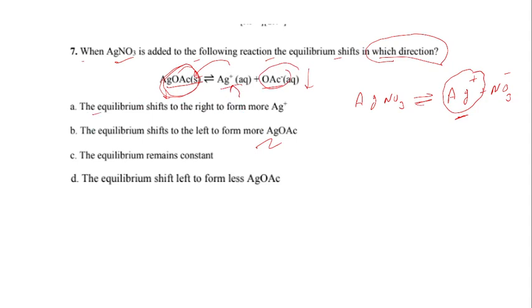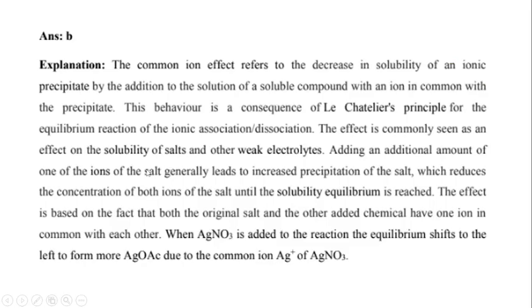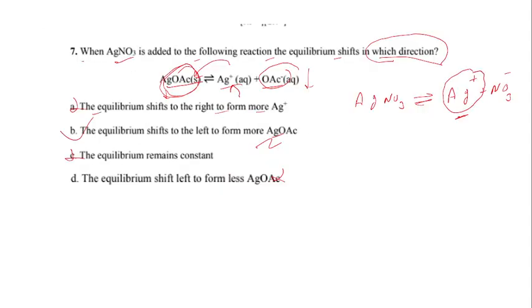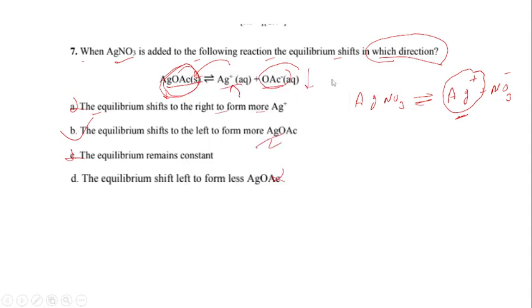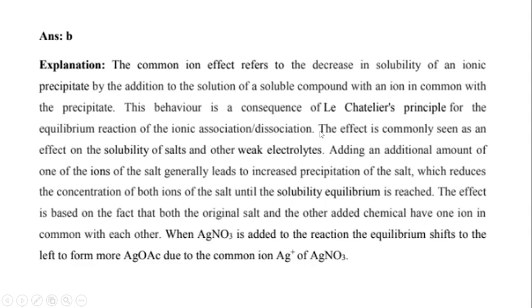So now we can answer this question. The equilibrium shifts to the right to form more Ag? No. The equilibrium shifts toward left to form AgOAc? Yes. The equilibrium constant? No. The equilibrium shifts left to form less? No. Okay, sorry, B is the right answer. So these things are written here.